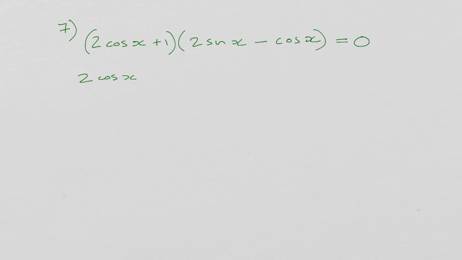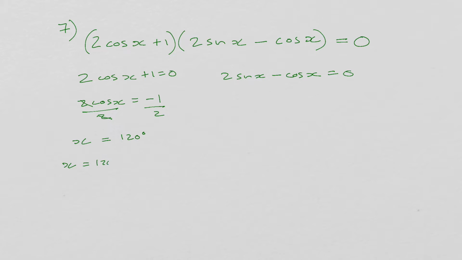So 2 cosine x plus 1 equals 0 is your one thing, and 2 sine x minus cosine x equals 0, because it's fully factorized. So then this is 2 cosine x is equal to negative 1, and obviously we're going to divide by 2, and we're going to use cosine inverse of negative a half, and that's going to give you two angles which are 120 degrees. So x is 120 degrees plus K360, and you're going to have your negative angle, which is negative 120 degrees plus K360. So that piece is very easy to solve.